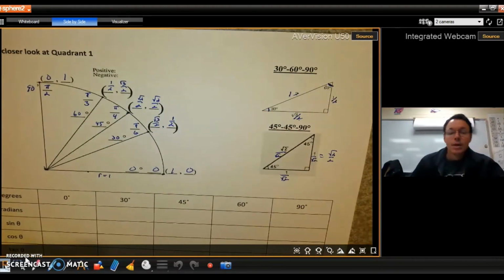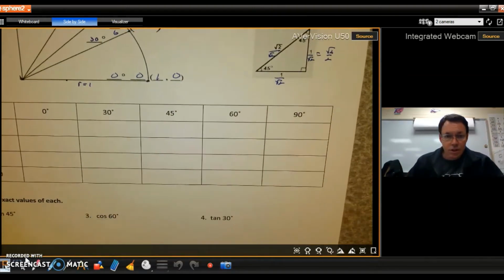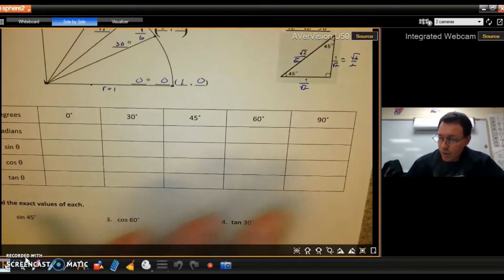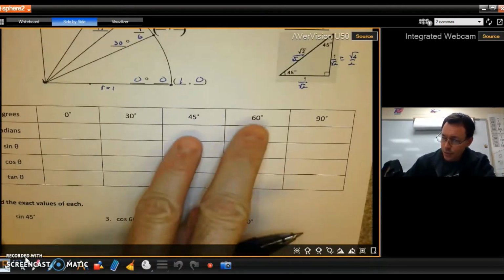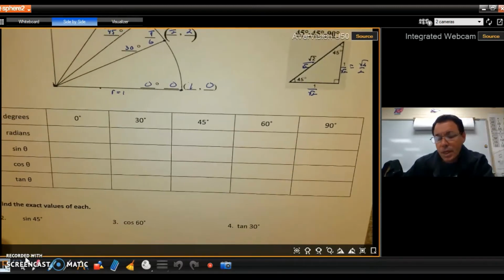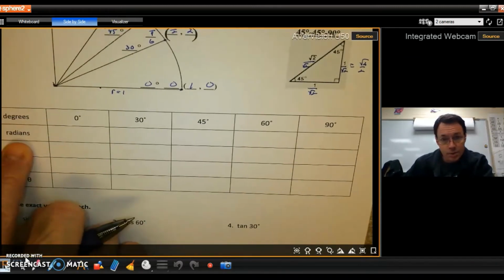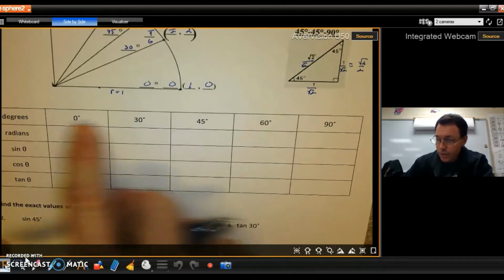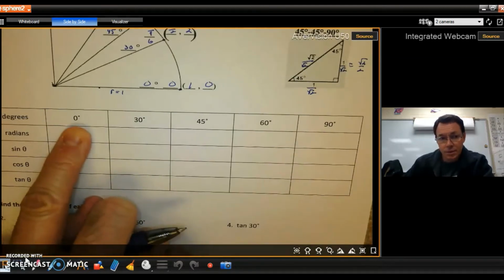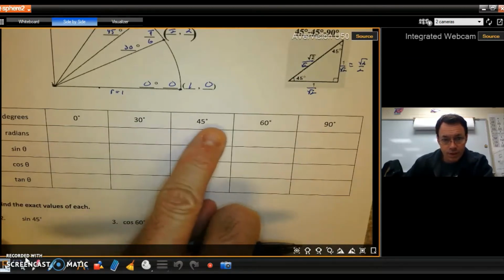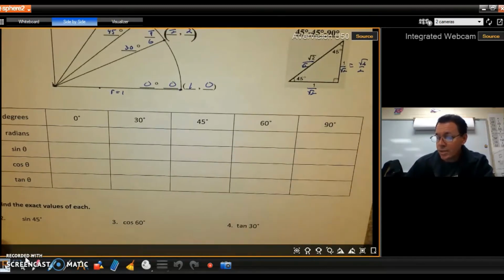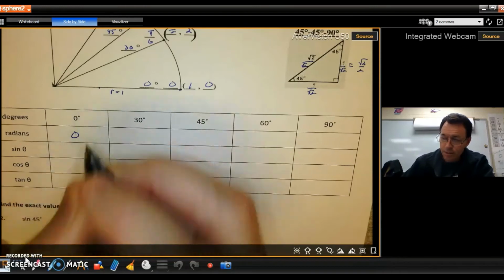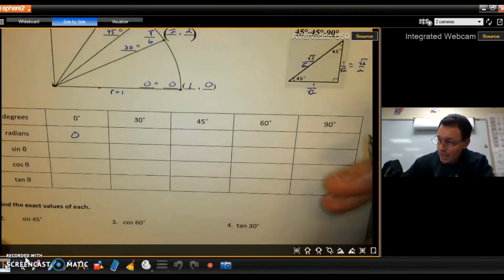Now, what this is going to do is it's going to allow us to kind of fill in our chart a little bit more. So this is a chart that we came up with on day 1, and we only had these 3 columns filled in. We also didn't know what a radian was. So if I give you this chart, it's going to start with 0 degrees, 30, 45, 60, and then 90. Then you need to know the radians. So 0 is 0. 90 is pi over 2.